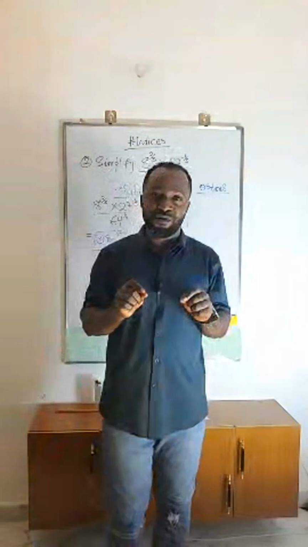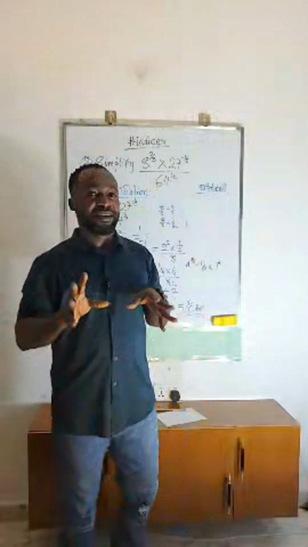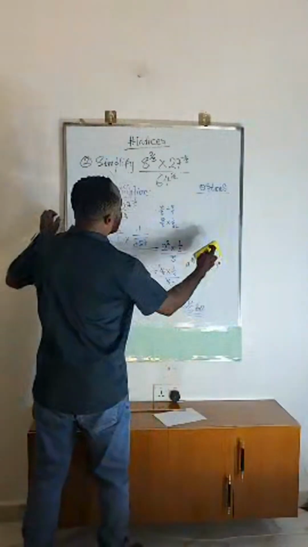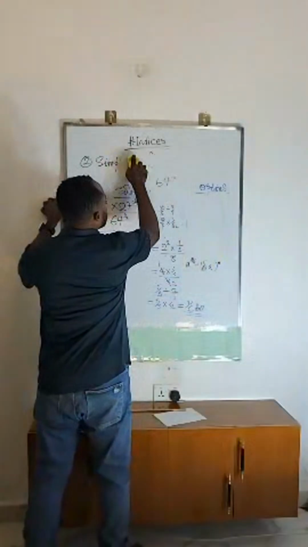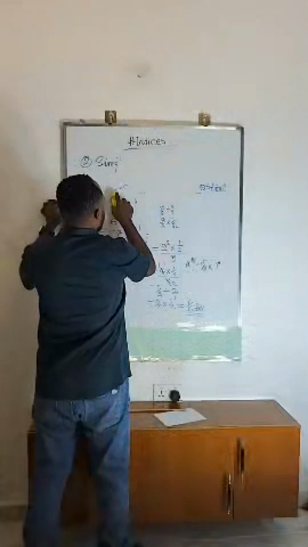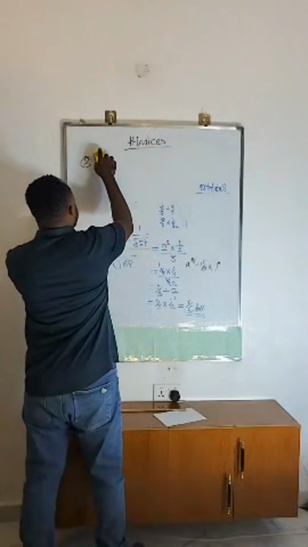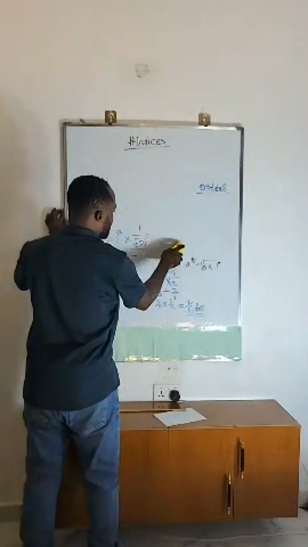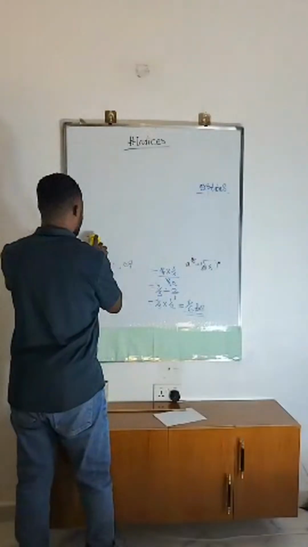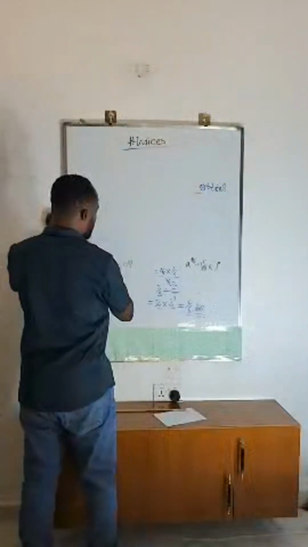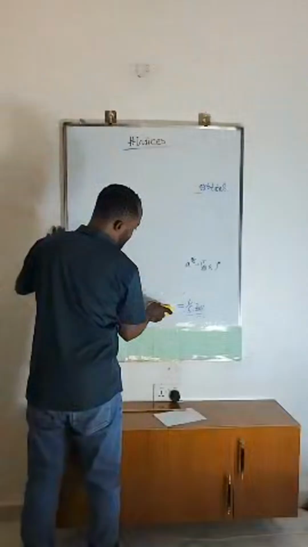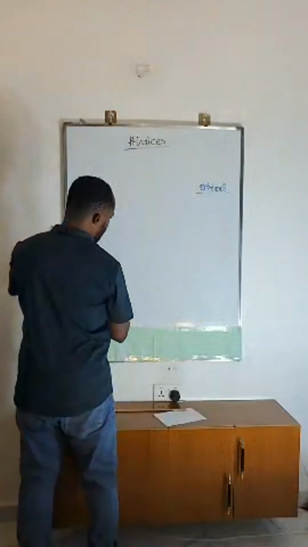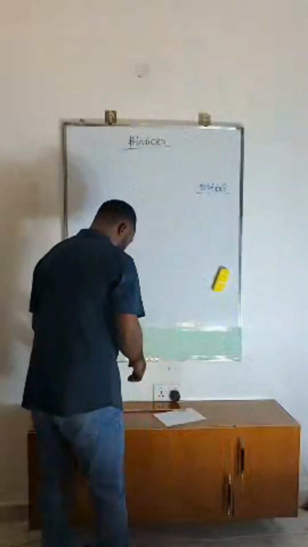Let's quickly move to question number 3. All right, let's go to question number 3. So, carry your biro and your paper and then write down what you have for today.